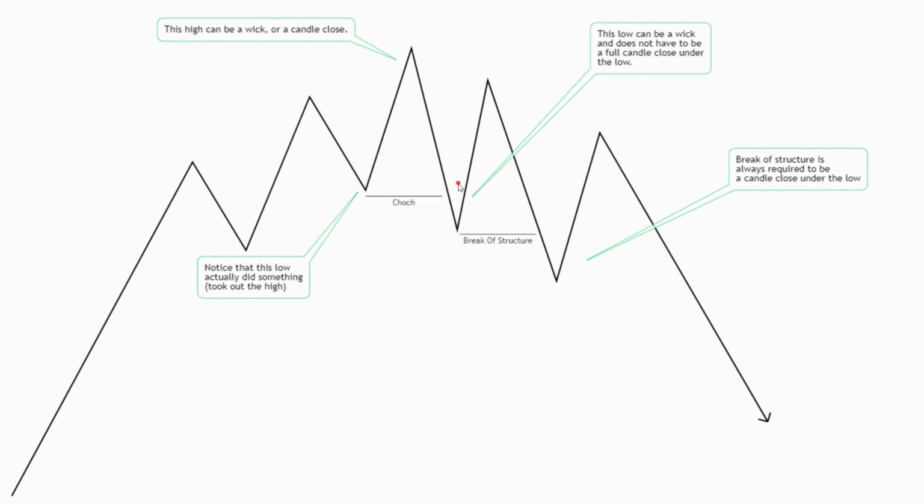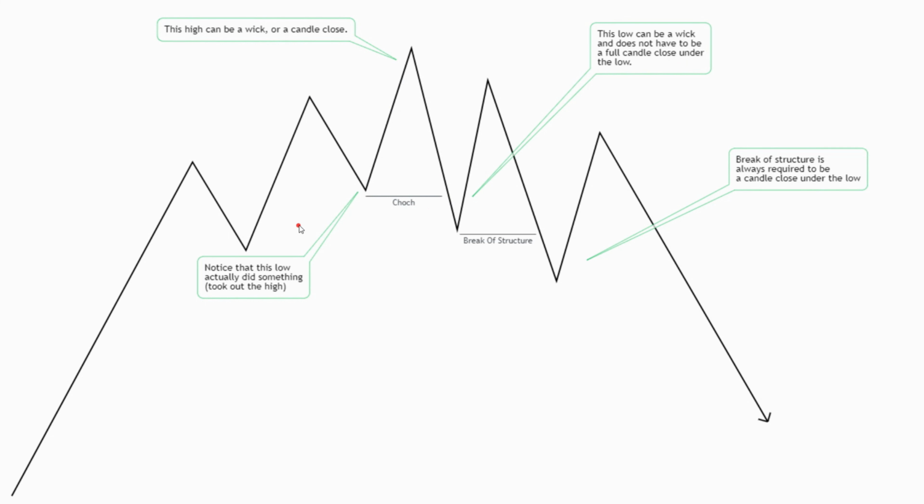The change of character can be marked after a wick or a candle body close from a low that actually did something. That's the easiest way to remember it: as long as the low here actually did something, as in it actually wicked or broke this next high, then when price comes down and wicks or breaks this low, that is a change of character. As soon as that happens, that's a change of character.